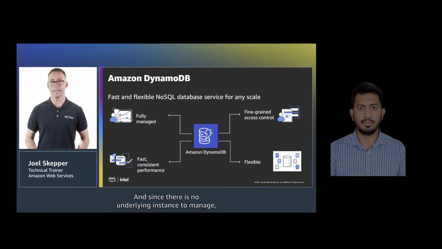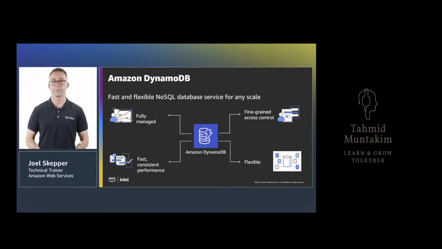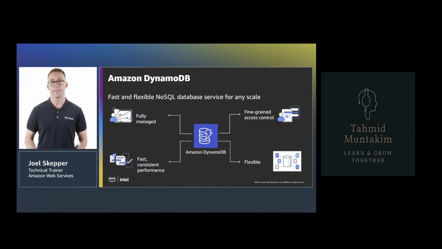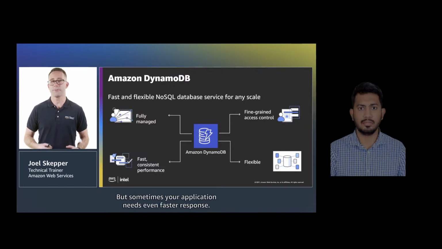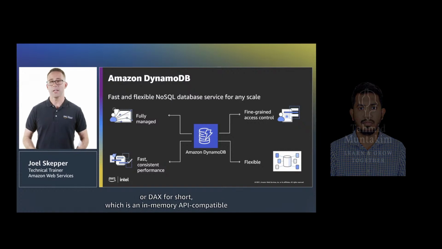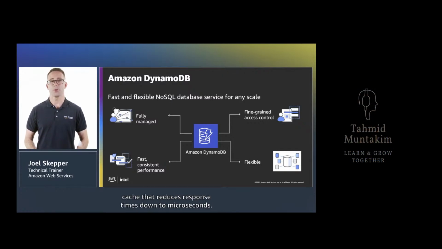And since there's no underlying instance to manage, you configure the read and write capacity for your DynamoDB tables, ensuring that the application has the right throughput. Where you might have spiky workloads, DynamoDB features on-demand and adaptive capacity options. In most cases, DynamoDB offers single-digit millisecond response times, but sometimes your application needs even faster response. In these cases, we have something called DynamoDB Accelerator, or DAX for short, which is an in-memory API-compatible cache that reduces response times down to microseconds.